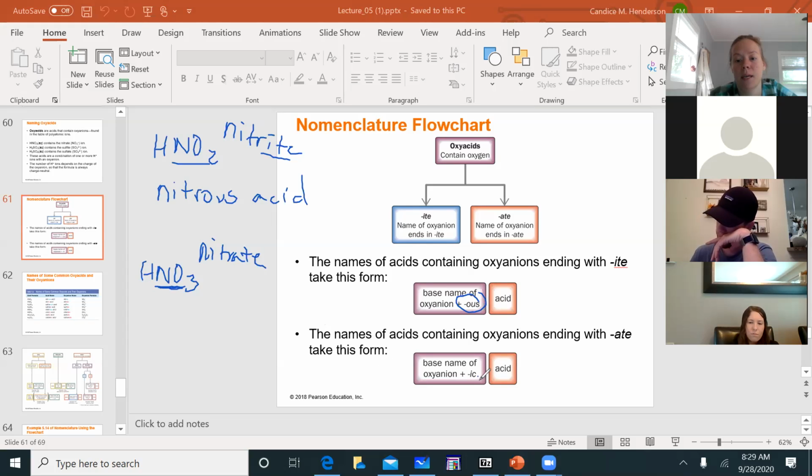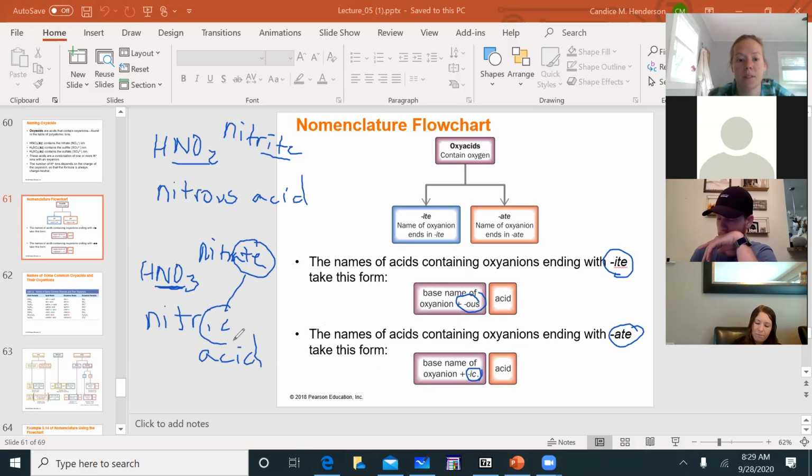Ites become ous, ates become ic. One way to remember is I ate something icky. So this thing here is nitrate, so we would call this nitric acid. All right, the original ate gets dropped and becomes ic. Ate, ic. Ite, ous. We don't use hydro for either of those.